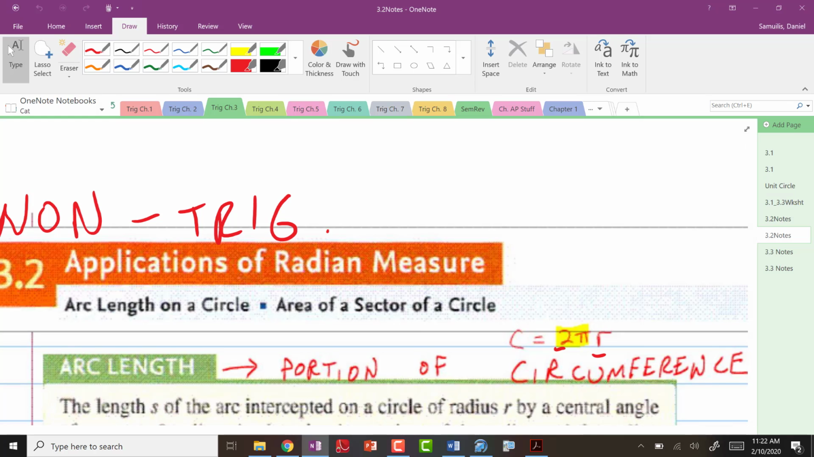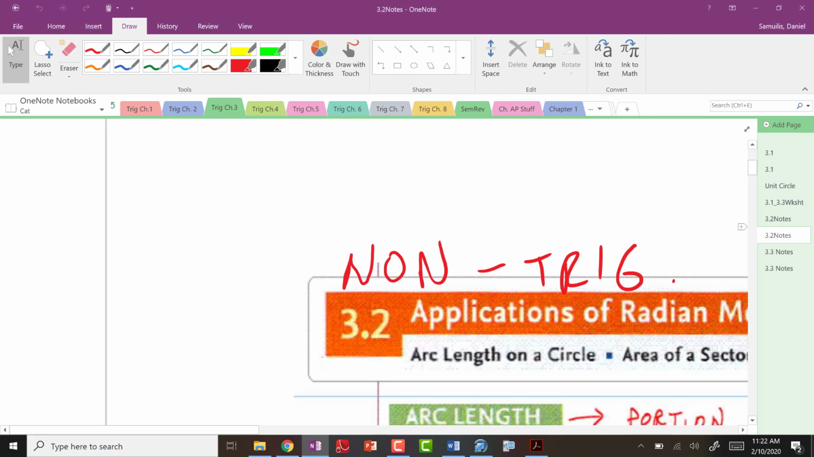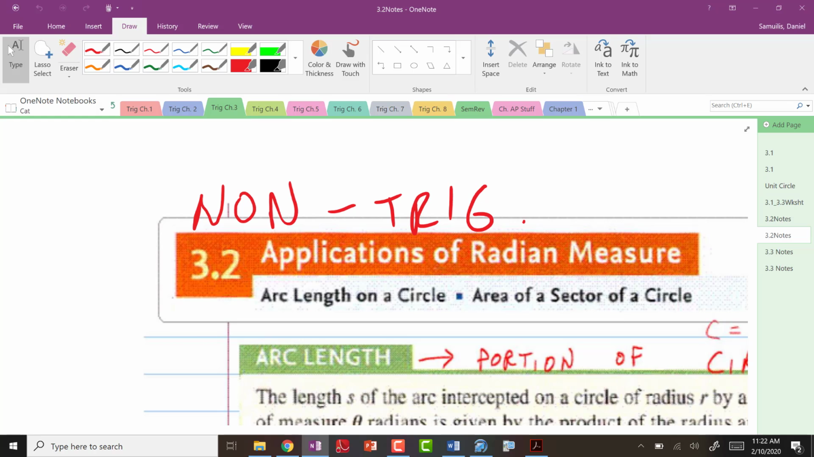So I gave you that worksheet. The program's not working. This is our non-trig starting point, and it's really not a big deal. This is on tomorrow's test. It's just two formulas. You are going to have to separate your brain.